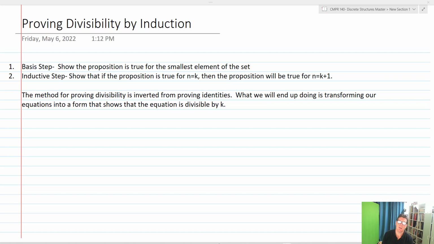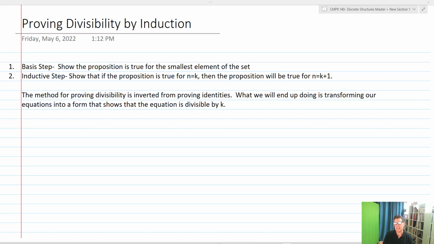Now what we're going to do is prove divisibility by induction. Again, we've got our basis step showing the proposition is true for the smallest element of the set, and our inductive step showing that if the proposition is true for n equals k, then the proposition will be true for n equals k plus 1.